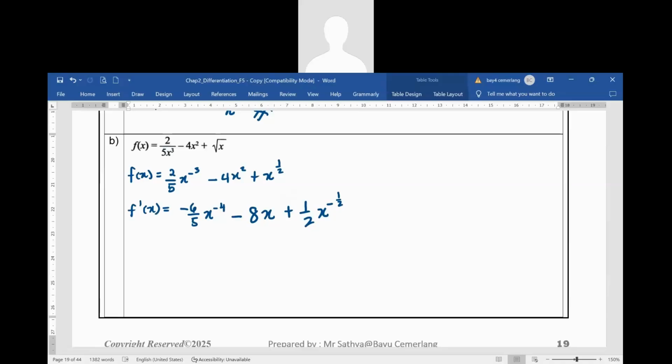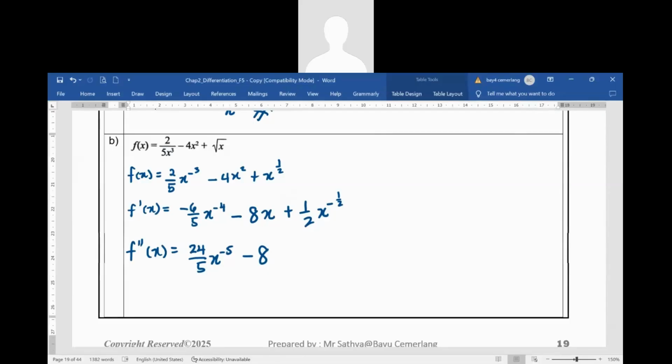Make a key difference about how to differentiate your numbers and your power. Jangan semua size yang sama. Sampai saya tak boleh differentiate you punya power dengan you punya nombor. F prime prime x. Okay, negative 6 dengan darab dengan negative 4, dia akan jadi positive 24 over 5x power negative 5. Negatif 8 kita differentiate dapat negatif 8x lah. Differentiate negatif 8x kita dapat negatif 8 lah.